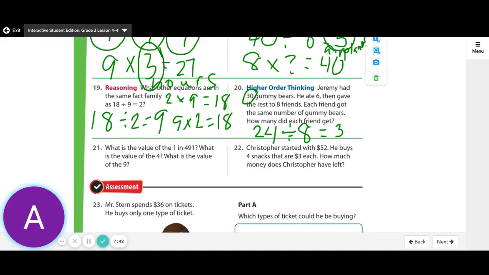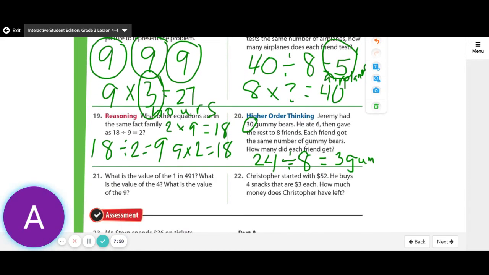And our label, let's go back to our question. How many did each friend get? So how many gummy bears? So it'd be 3 gummy bears. And I can't quite fit it in there. I'm just going to write GB. Won't quite fit, but gummy bears.